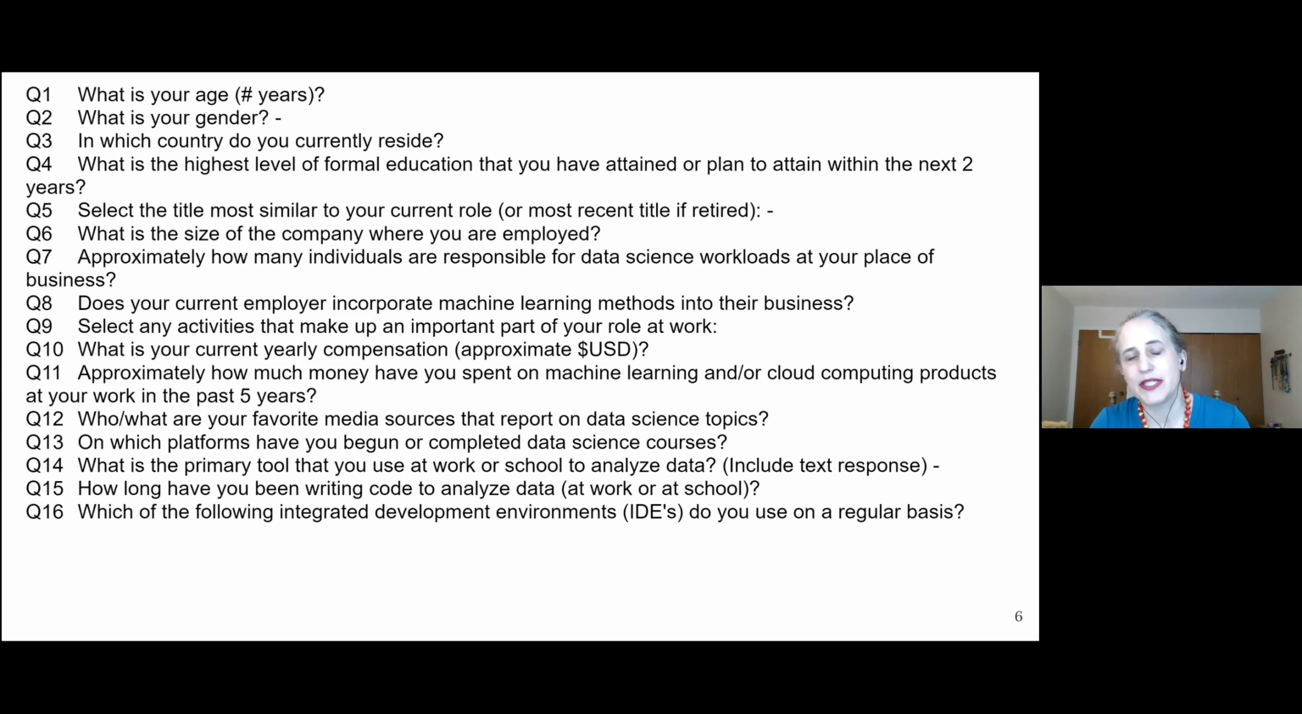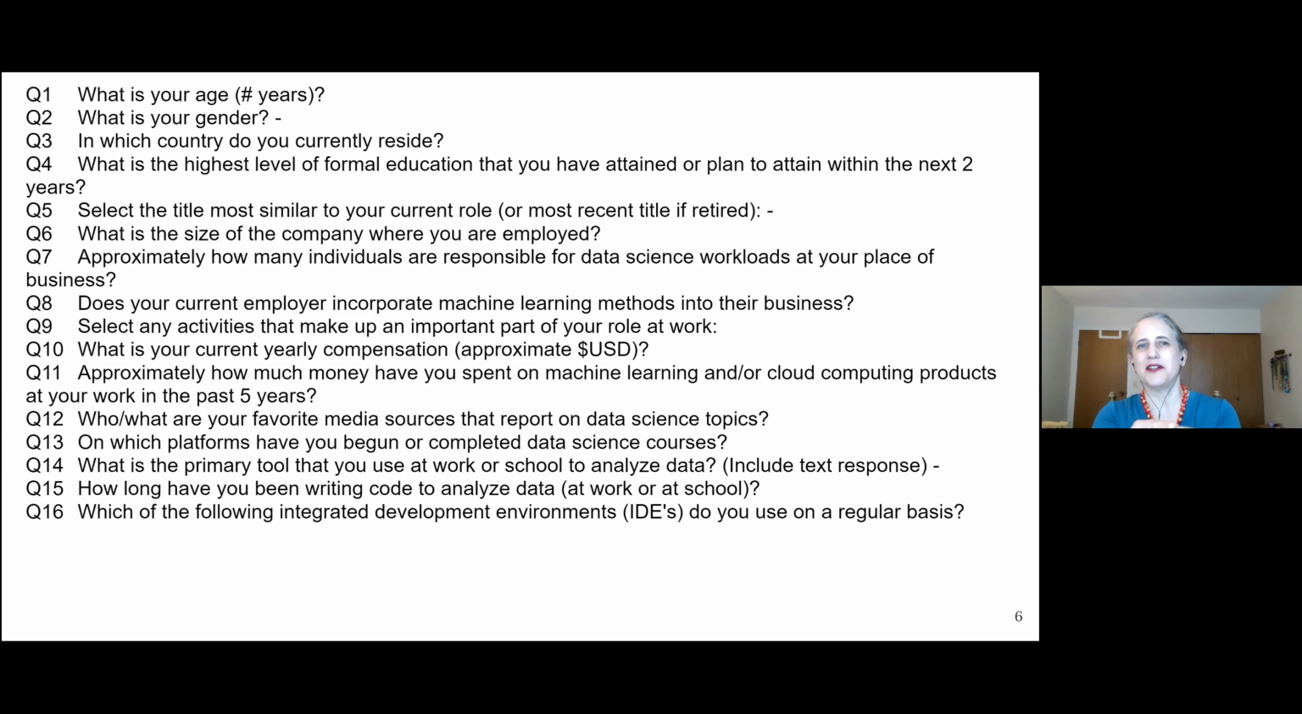Current yearly compensation, knowing that everyone was supposed to estimate that in US dollars, and knowing also that this question was actually not presented to the student population. So that's the one thing, Matt, going back to your question, that I found about which questions were presented to whom. How much money have you spent on machine learning and or cloud computing products at your work in the past 5 years?